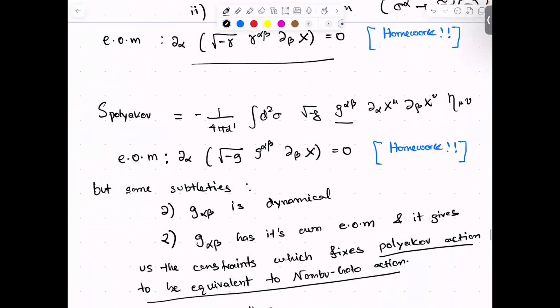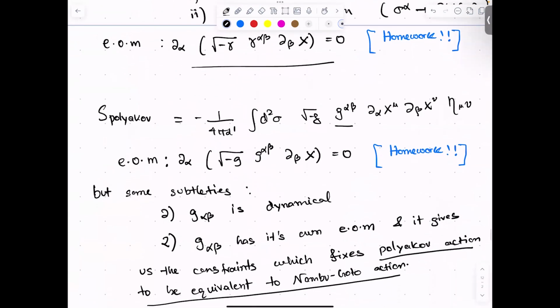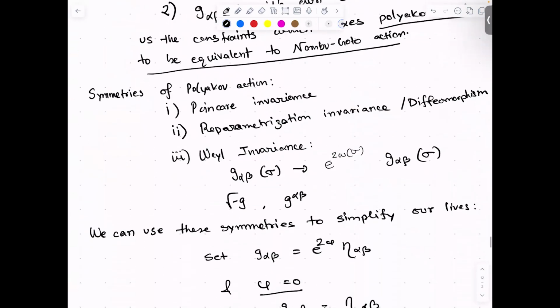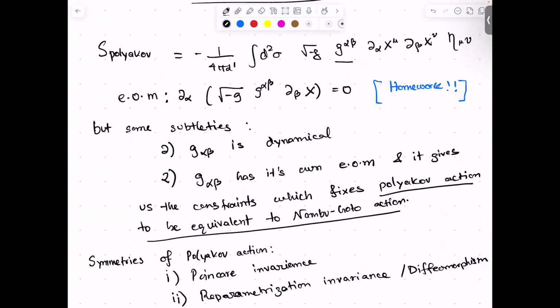And I've given this as homework. You can try varying this action and you'll see you'll get the result. It's not too difficult because we are equipped with the machinery of Euler-Lagrange equations, right? If you have a scalar field, play around with the scalar field first, then come to this. You should get this. Okay. And then we talked about how they're equivalent, but with one subtlety, that this has its own equation.